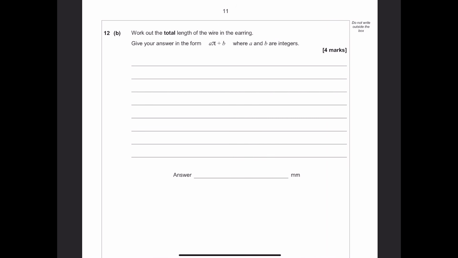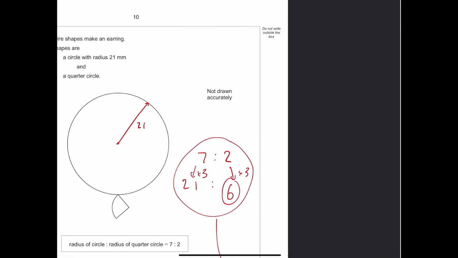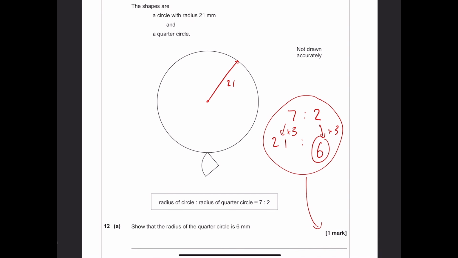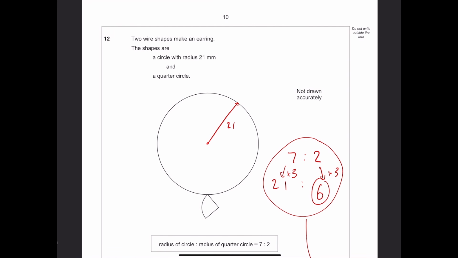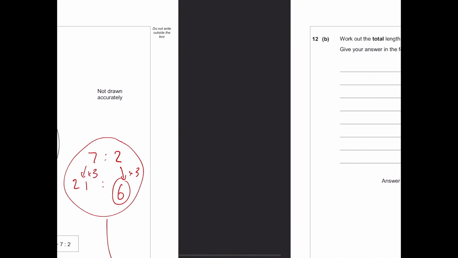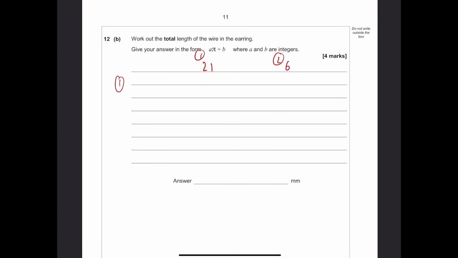Work out the total length of the wire in the earring. Give your answer in the form a pi plus b, where a and b are integers. So going back to this, we have 21 and we have 6. So I'll split this up into 1 and 2, just to keep it easy. The total length is just going to be the circumference of the big circle, first of all. So 1, we're going to have pi times diameter. Now the diameter must be 42, so it's just going to be 42 pi.